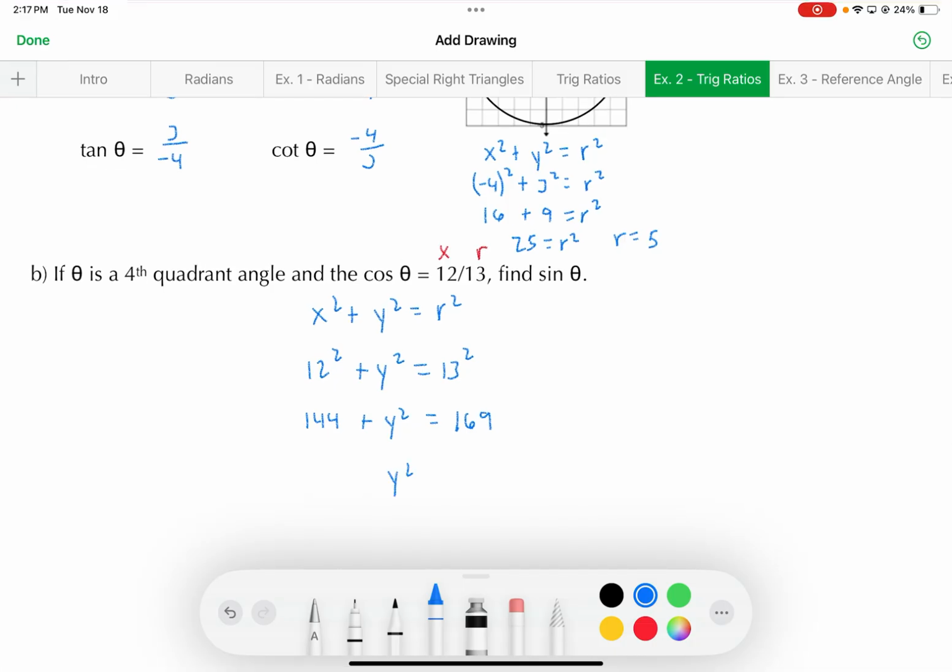Y squared will equal 25. So y is going to be 5 or negative 5, yeah? So the point that's defining this angle could have a y-coordinate of 5. It could have a y-coordinate of negative 5. Which one do I pick? Negative 5. Why? Because it's fourth quadrant. Yes. If theta's in the fourth quadrant, that means your y-coordinate of your point has to be negative, right? So sine of this angle theta then has to be negative 5 over the r value of 13.